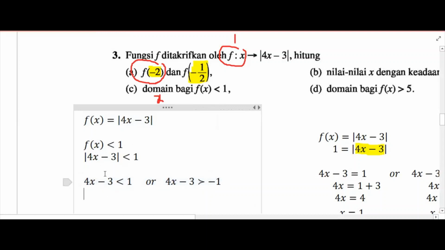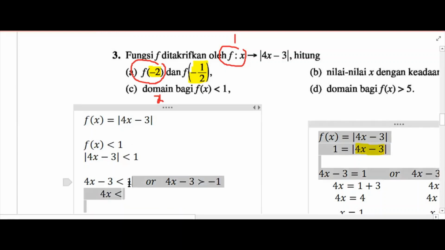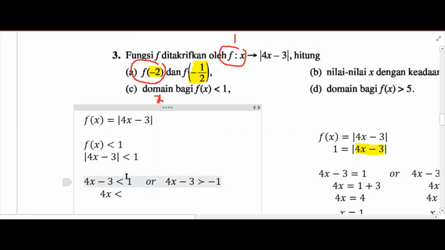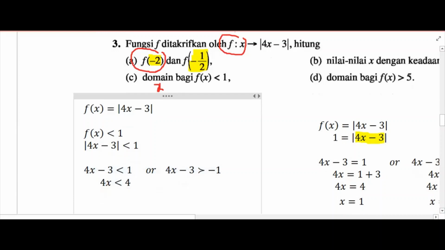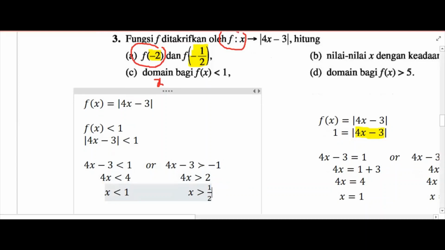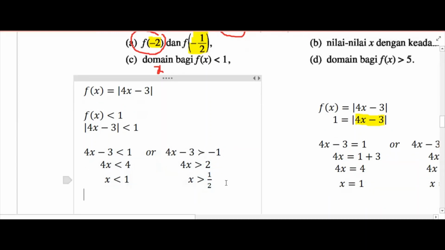Okay, so here 4x minus 3 is less than 1. So 4x is less than what? 1 plus, move the negative 3 to the right hand side, it becomes plus. 1 plus 3, 4. So x is less than 1. Okay, now the right one. I will move the negative 3 to the right hand side as well. So negative 1 plus 3 is positive 2. So x is more than 2 over 4, which is 1 over 2, half. Then you must think, can I combine? x is less than 1, x is more than 1 over 2.